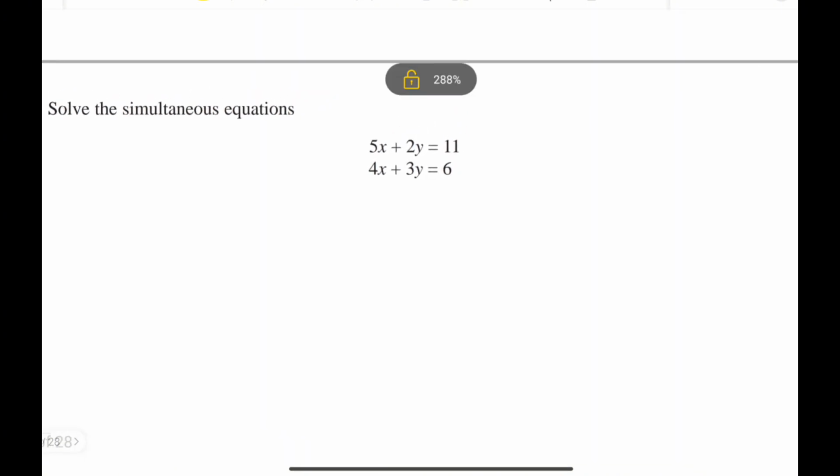Solve the simultaneous equation. There are several ways to solve simultaneous equations, but the easiest one is the elimination method. In our case, let's try to eliminate x. Let's call this equation 1 and this equation 2. We multiply equation 1 by the coefficient of x in equation 2, which is 4 in this case.